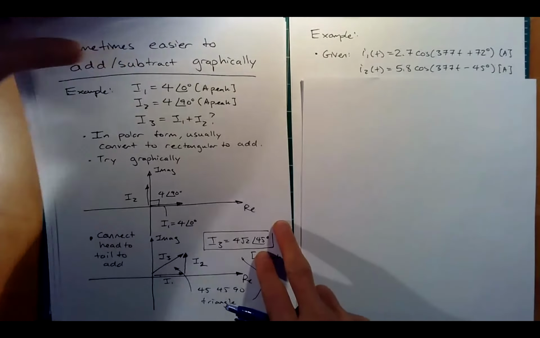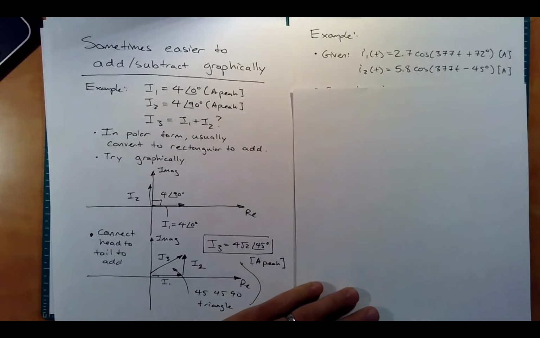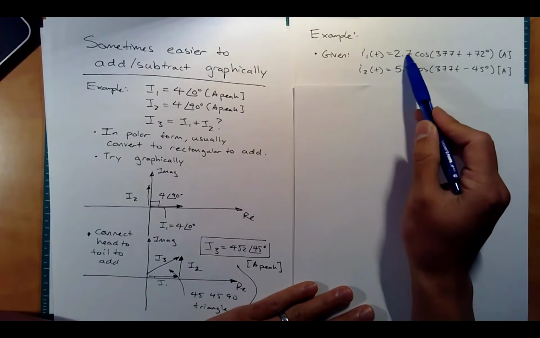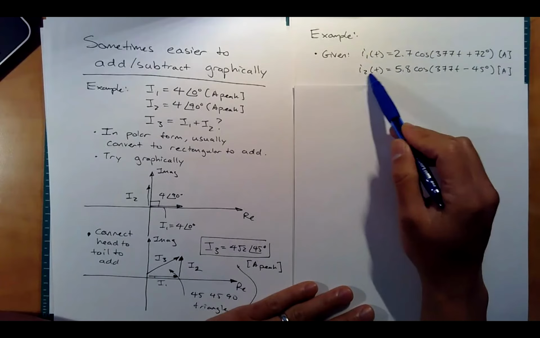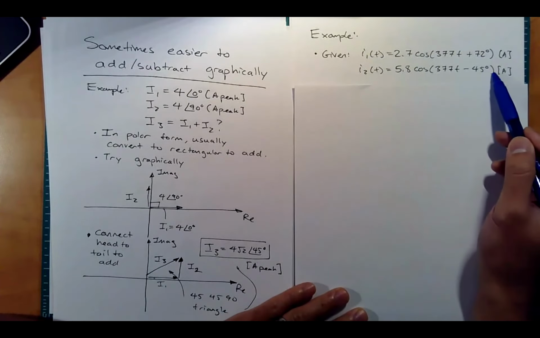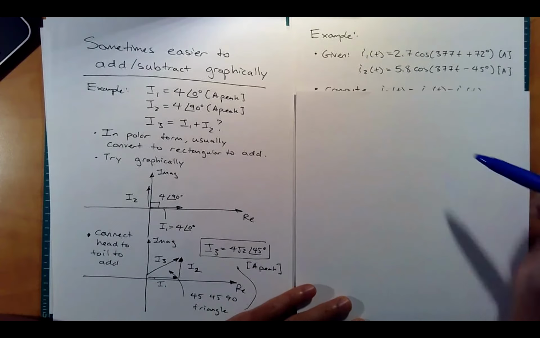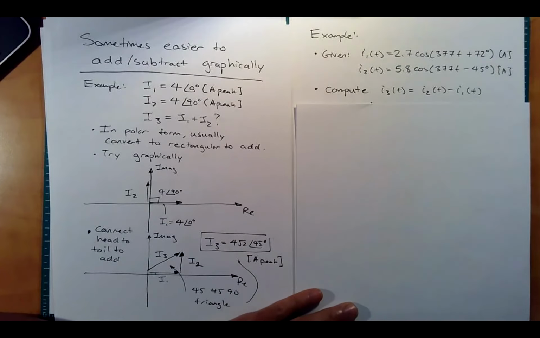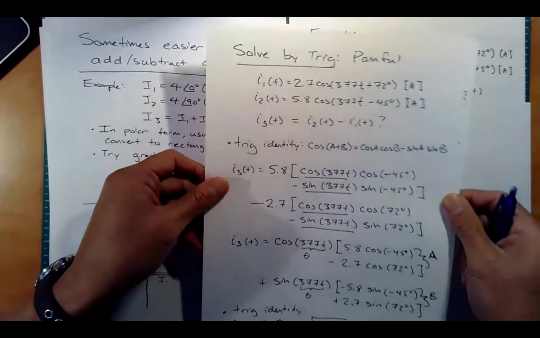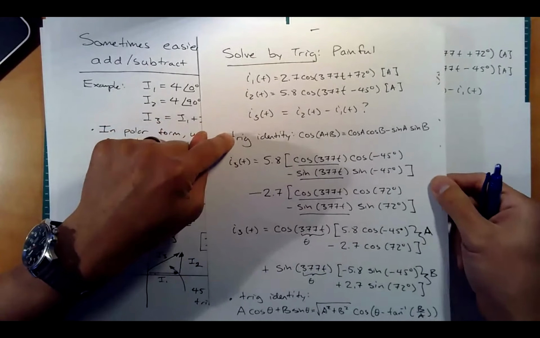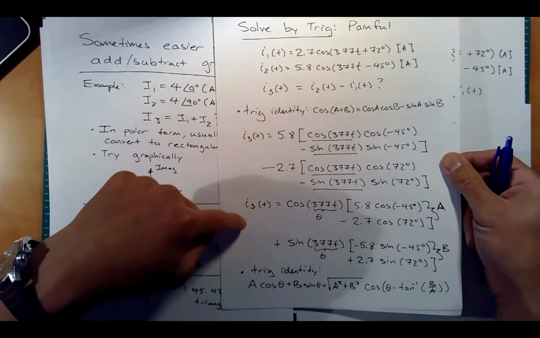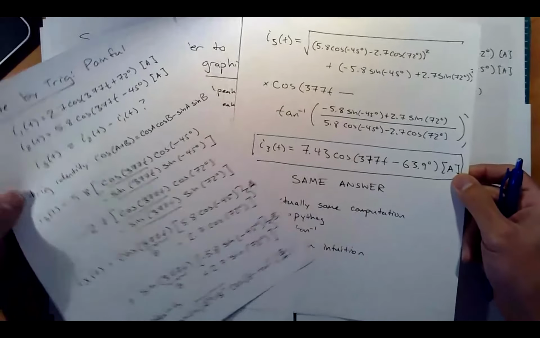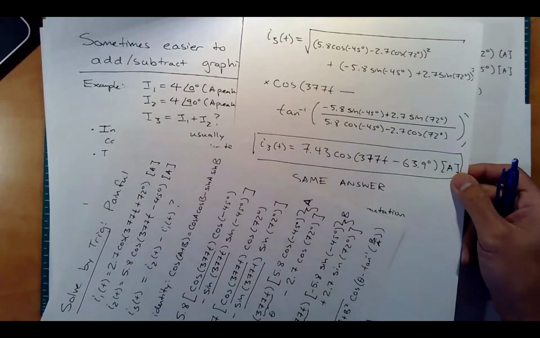Okay, let's look at a full example. Let's say we have two signals, I1 and I2: I1 is 2.7 cosine of 377t plus 72, and I2 is 5.8 cosine of 377t minus 45 degrees. Let's say I wanted to find I3 equals I2 minus I1. Now I can do it this kind of crazy way. I can use some trig identities, rejigger everything, use another trig identity, and then crunch, and I would get finally I3.